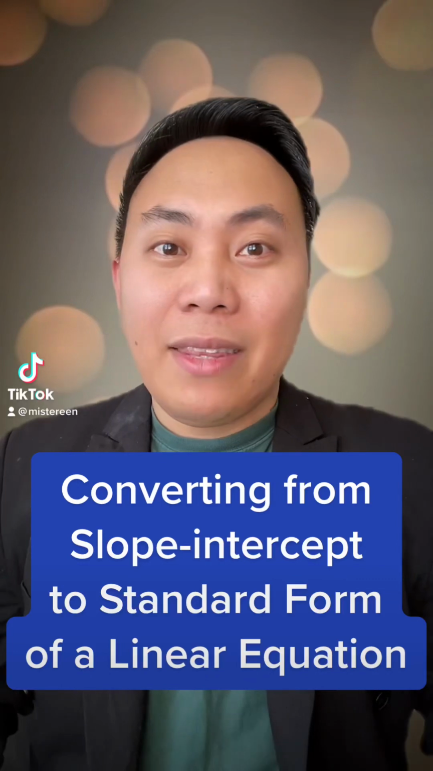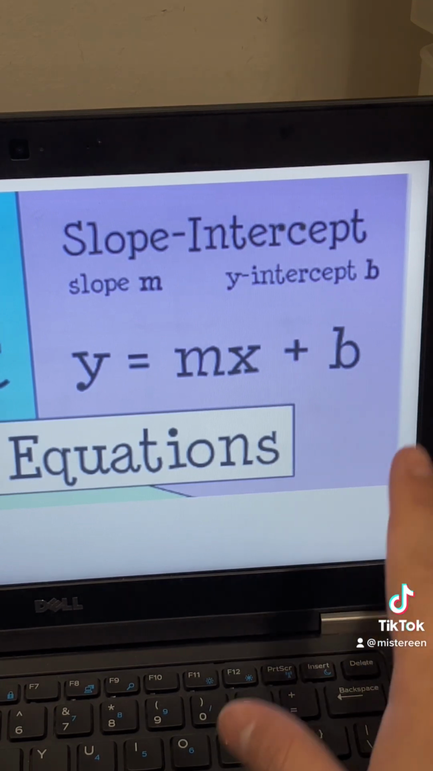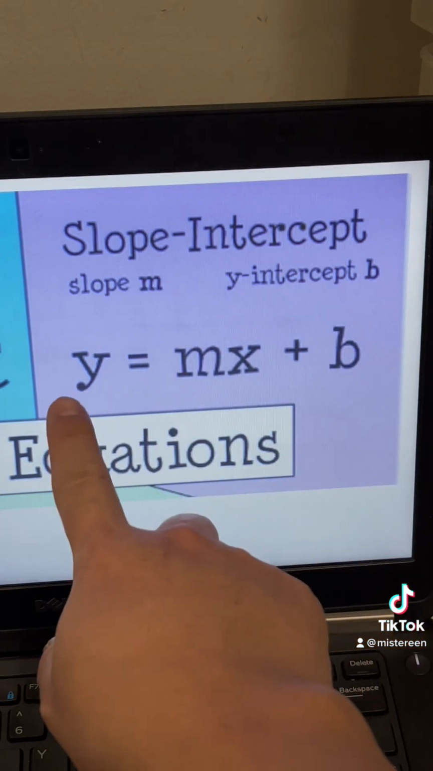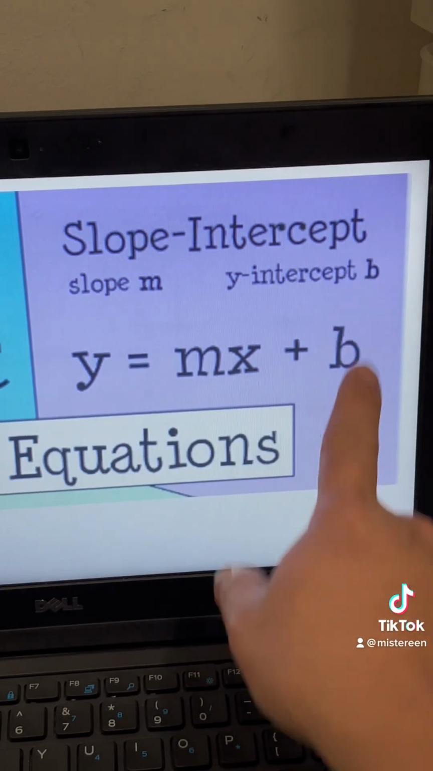In this video, I'm going to show how to convert the equation of a line from slope-intercept form to standard form, and vice versa. Let's begin by looking at the different forms of our linear equation. The first form is what we call the slope-intercept form, and the format is y equals mx plus b, where m is your slope and b is your y-intercept.